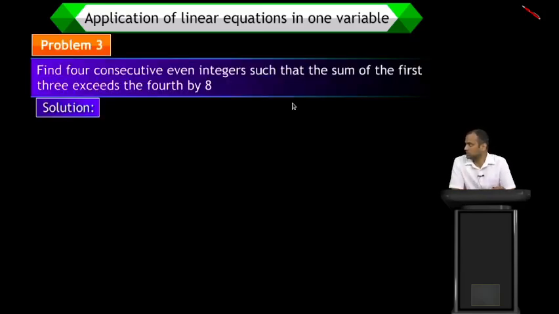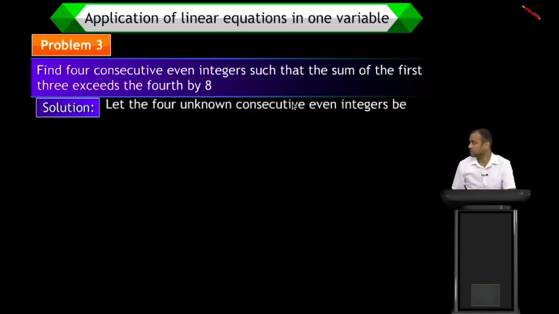Now there is another question. Find 4 consecutive even integers such that the sum of the first 3 exceeds the fourth by 8. So here we will let the 4 unknown consecutive even integers be x, x plus 2, x plus 4 and x plus 6.